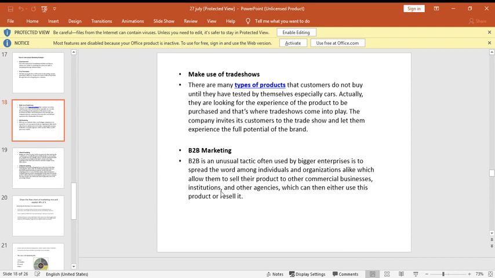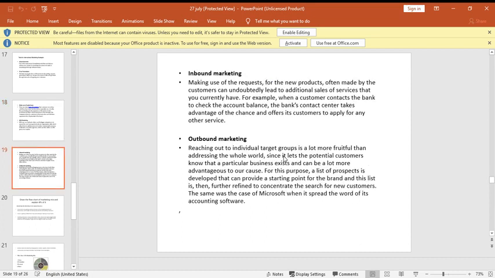Actually, they are looking for the experience of the product to be purchased, and that's where trade shows, that is fashion shows, come into play. The company invites its customers to the trade show and lets them experience the full potential of the brand.